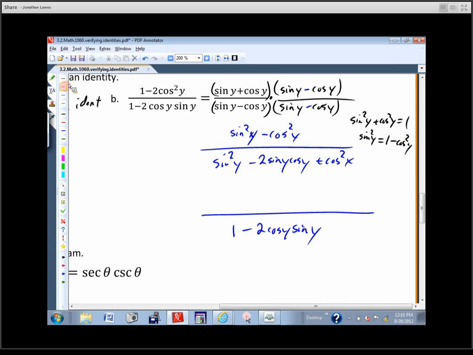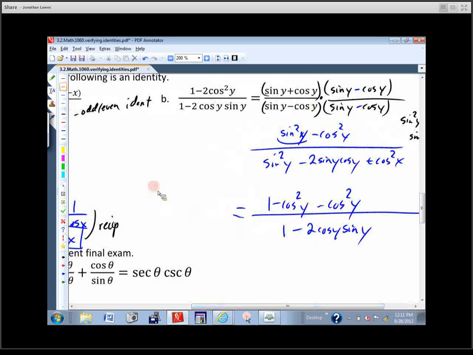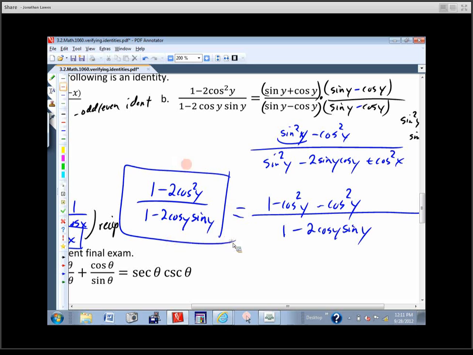So I'm going to make a substitution here. Wherever there's a sine squared y, I'm going to put 1 minus cosine squared. So this is 1 minus cosine squared y minus cosine squared y. And I'll slide over here, and look what we've got. 1 minus 2 cosine squared y on the top, and on the bottom, 1 minus 2 cosine y sine y. There we go.